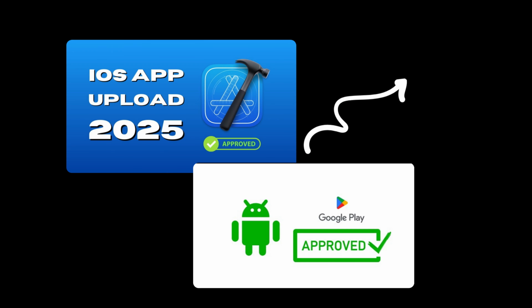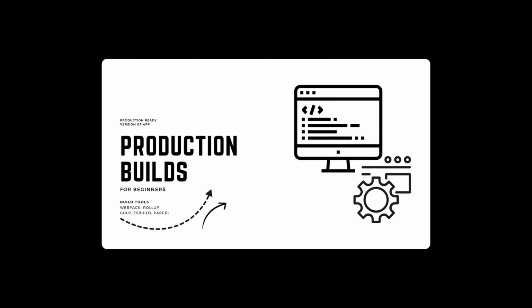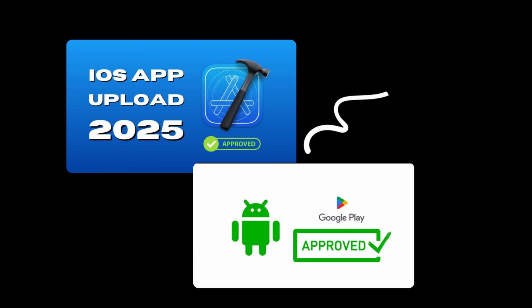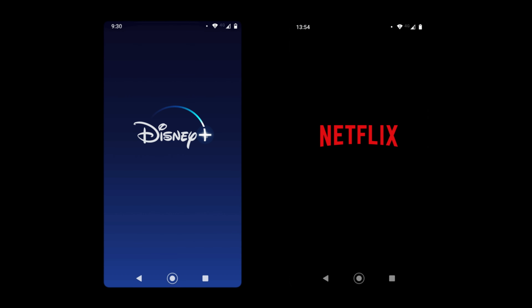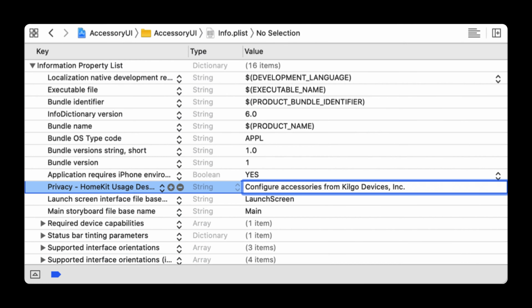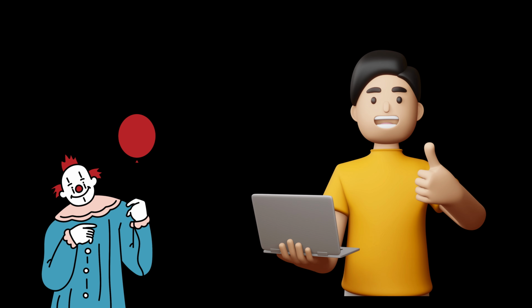Eventually, you'll want to publish your app. Learn how to generate production builds, upload to the Play Store or App Store, set up splash screens, manage permissions, and follow store guidelines. It sounds scary, but once you do it once, it's easier next time.